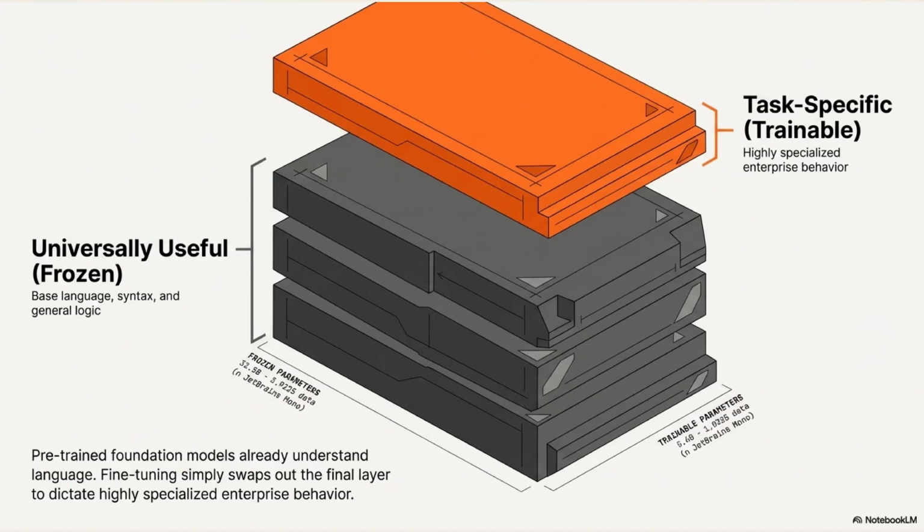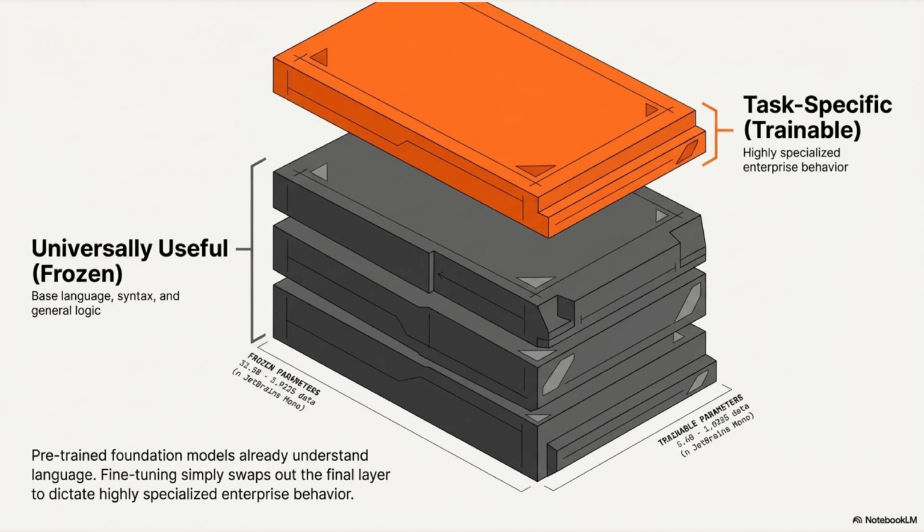Now let's look at how fine-tuning actually works at an architectural level. This slide gives us the most important mental model of the entire session. Notice the layered structure. At the bottom, you have the thick, dark gray layers. This is the universally useful frozen base model. It contains the base language understanding, syntax, logic, and general reasoning that the model spent billions of compute hours developing. It handles frozen parameters in the range of 32 to 350 billion, depending on the model.